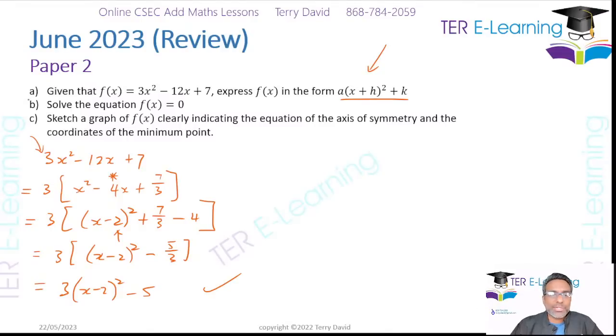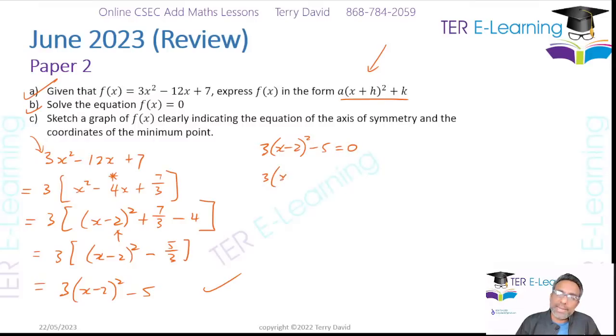Right, so that's your answer for part A. For part B, we want to solve this equation. Whenever they ask you to solve the equation, since you completed the square already, all you're going to do is this: 3 by x minus 2 squared minus 5 is equal to 0.